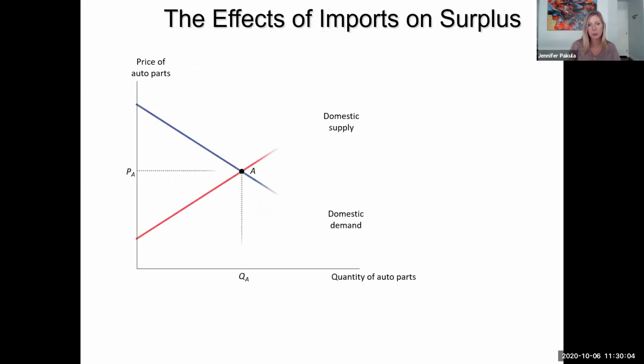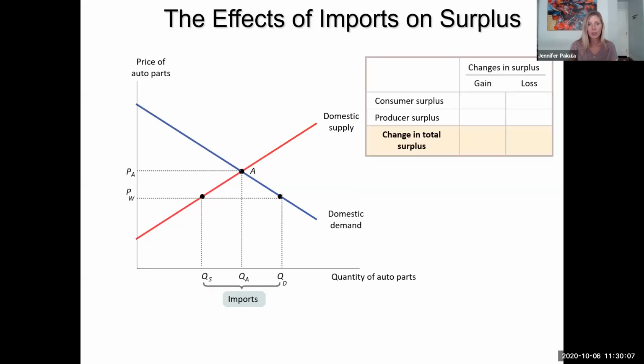Now, what happens on surplus? Same graph I had before. Okay, so it's just a little bit more clean. There's less lines here. And I have in our changes in surplus, our gains and our loss relative to consumer and producer surplus being measured by surplus. Now, before we had international trade, consumer surplus was area W. After international trade, that world price is lower. Now international trade allows for consumers to enjoy areas W, X, and Z.